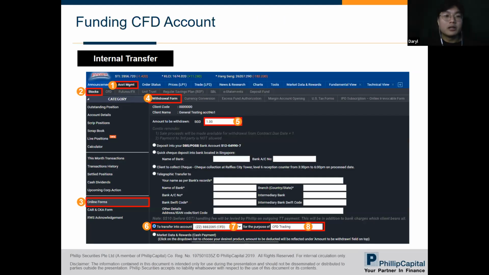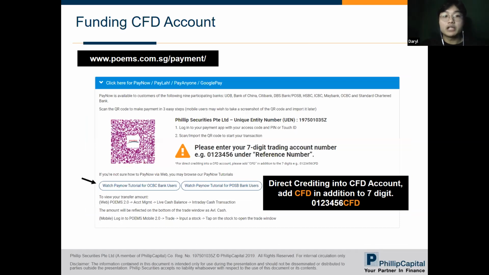Okay. So you may also fund your CFD account via internal transfer, which is to click on account management, stocks, online form, withdrawal form, enter the amount that you want to withdraw, and click on transfer into CFD account for the purpose of CFD trading. Or you can do a PayNow transfer, and you can watch the tutorial on how to do this PayNow transfer. For direct funding into CFD account, you have to add the CFD at the back.